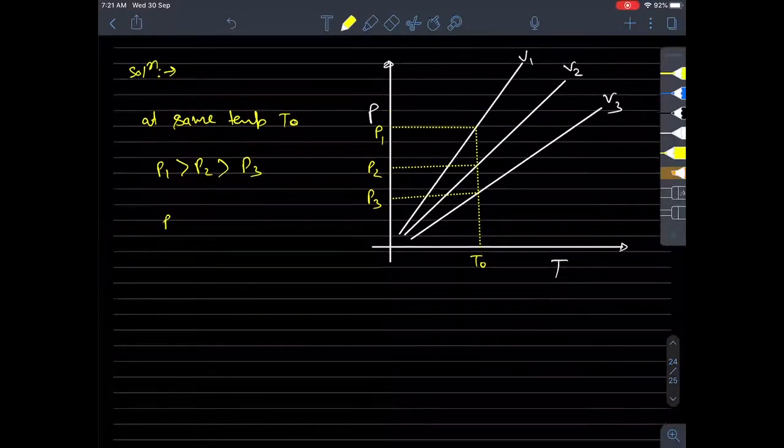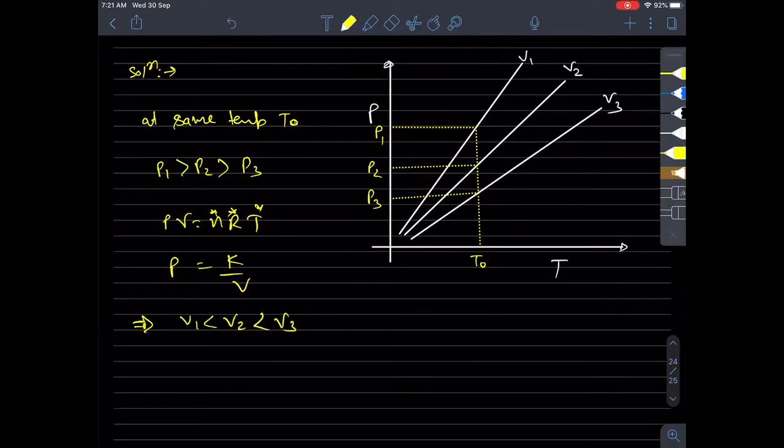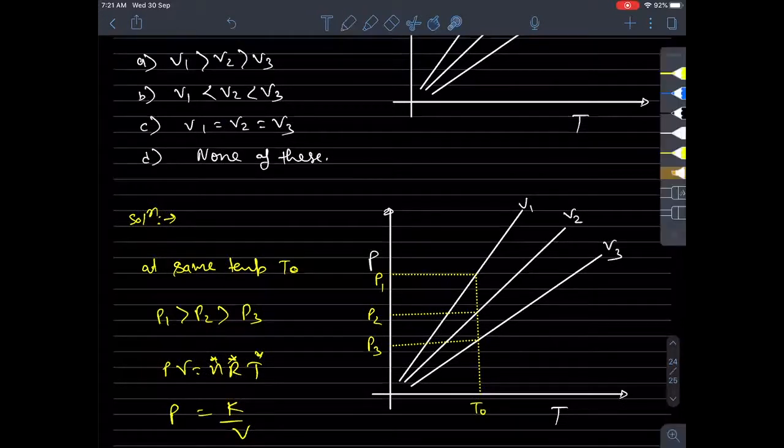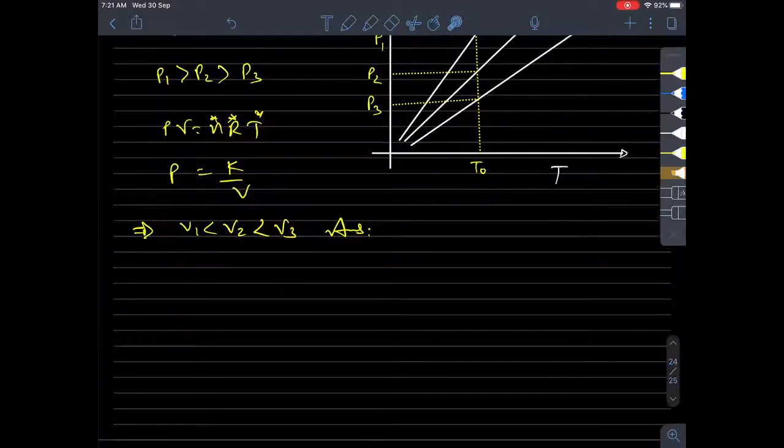Now as you know, PV is equal to nRT. Guys, for this curve, number of mole n and R is constant, temperature is also constant. So P is equal to K by V. So this implies that they are inversely proportional. So V1, V2 and V3 will be the correct answer, which is simply B. So that's how you are supposed to do.